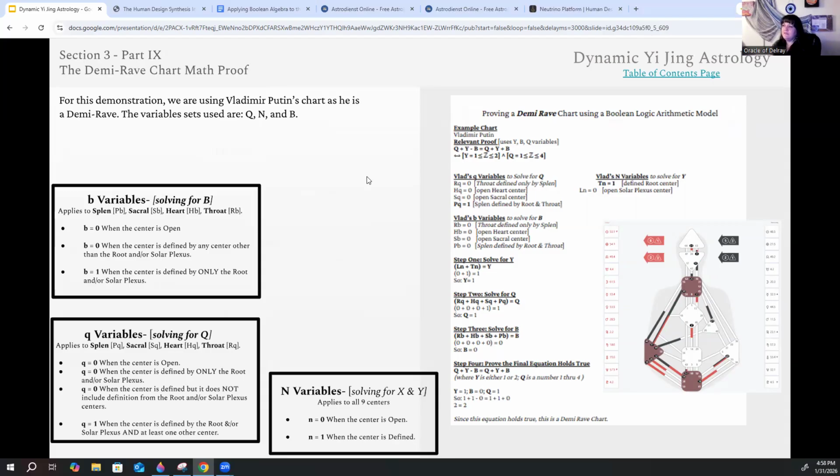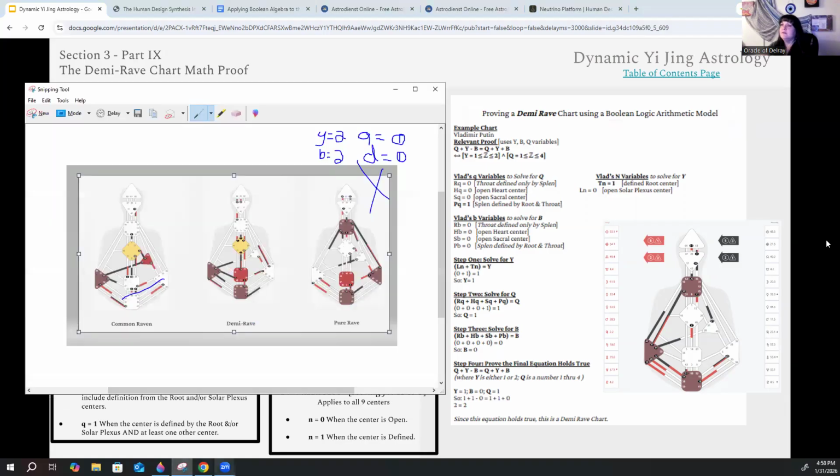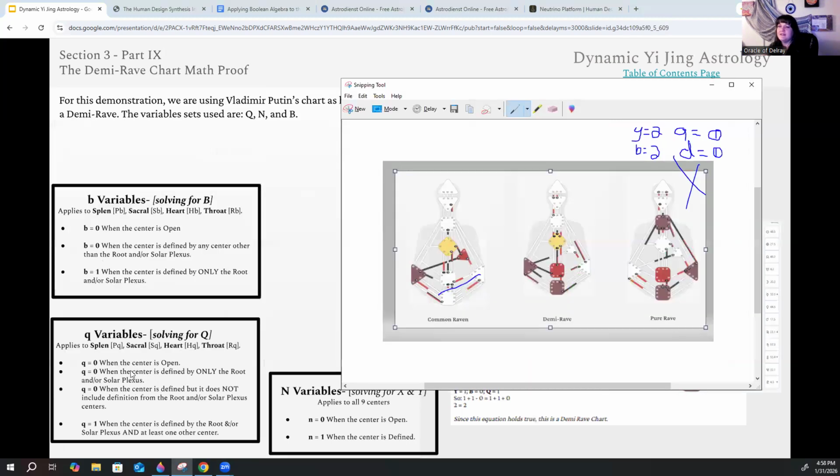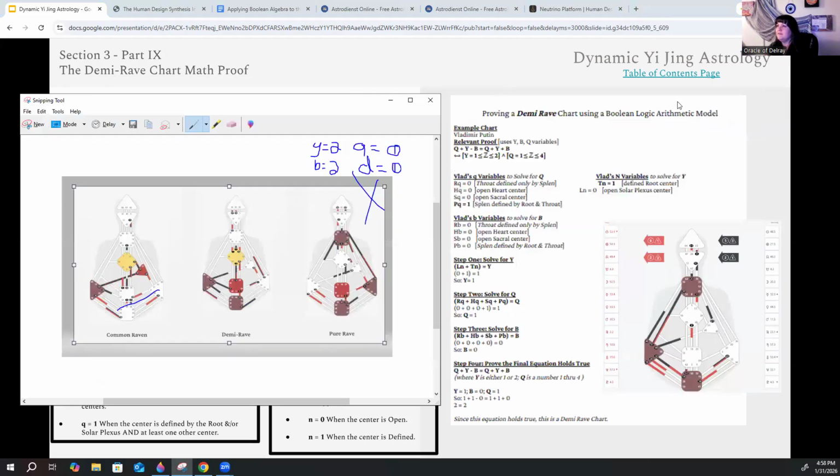This is the demi-wave equation, and this is Vladimir Putin's chart. So you want Q to be 1 through 4. In this pure wave chart, Q is 0, because Q represents when the center is defined by the root and solar plexus and at least one other center. So that's the demi-wave connection outright, the Q variable. This is the only equation that calls for having a Q variable.